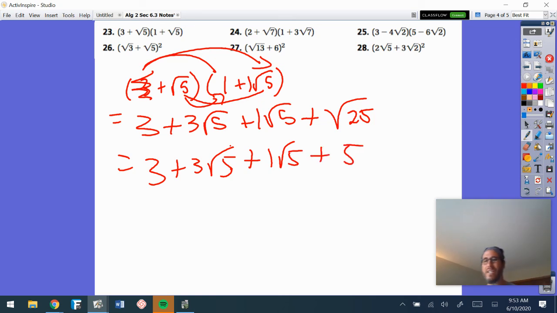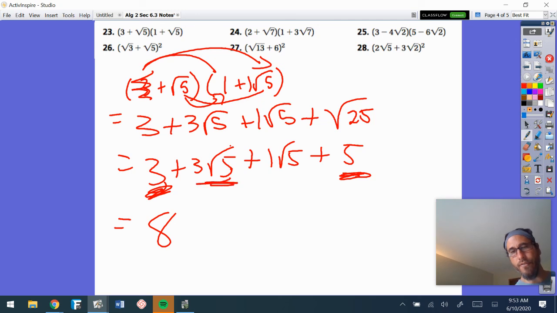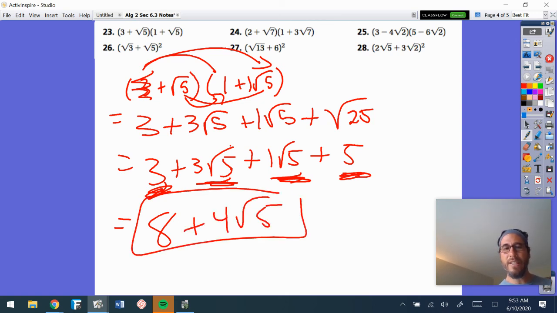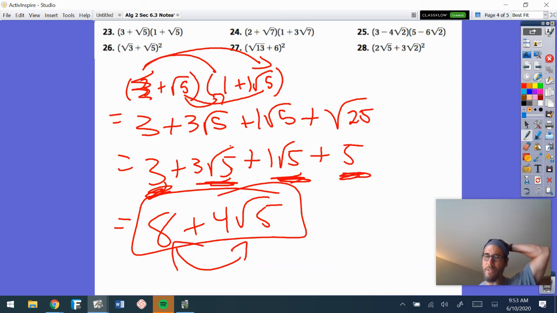And then, is there anyone that wants to hang out together? 3 wants to hang out with 5, and that becomes 8. And then you have 3 radical 5 and 1 radical 5. Same number in the radical, same number underneath. We're adding and subtracting, which means I can bring them together, and we get 4 radical 5. Done! It doesn't actually matter what order those two go in, but traditionally, that's probably how the SAT would write it. All right, let's do another one.